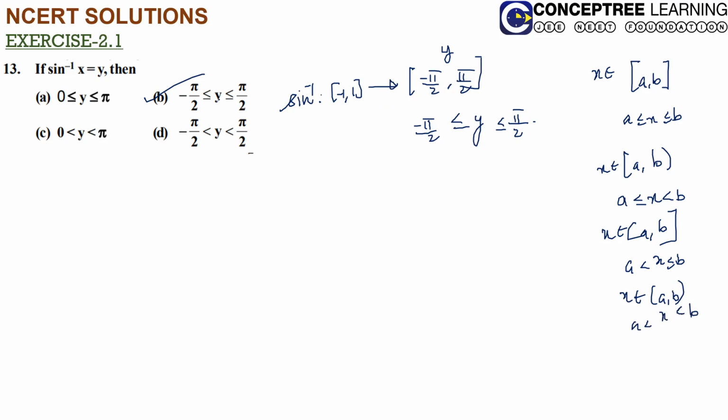Now here y is lying between minus pi by 2 to pi by 2, closed interval. Because sine inverse of x means, where does x lie? x belongs to minus 1 to plus 1. So x is lying between minus 1 less than or equal to x less than or equal to 1. x is lying in this interval and y is lying in this interval.